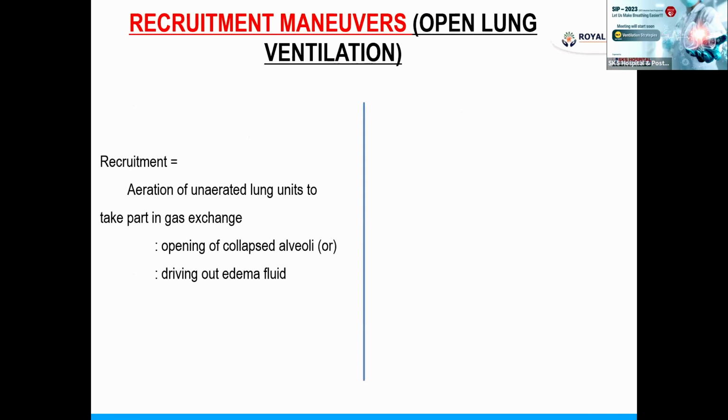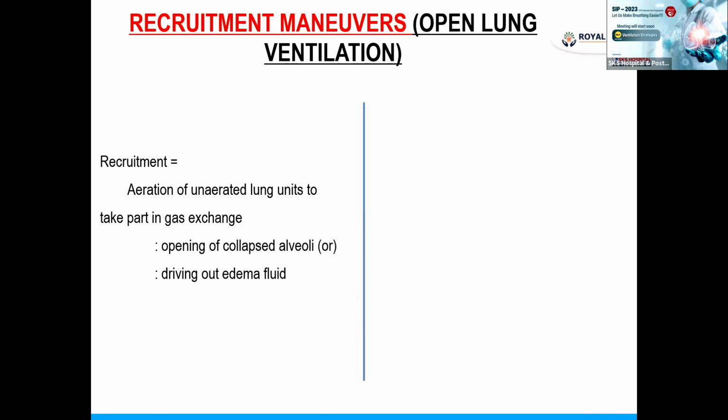Next concept is your recruitment maneuver or open lung ventilation. How do you open the lung? As you saw in the PEEP, PEEP is to keep the lung open, but to open a collapsed lung, you need a maneuver to open it. PEEP is an expiratory maneuver. Recruitment is an inspiratory maneuver. During inspiration, you open a collapsed alveoli. That is called a recruitment maneuver. And during expiration, you avoid the opened alveolus to collapse. That maneuver is called PEEP.